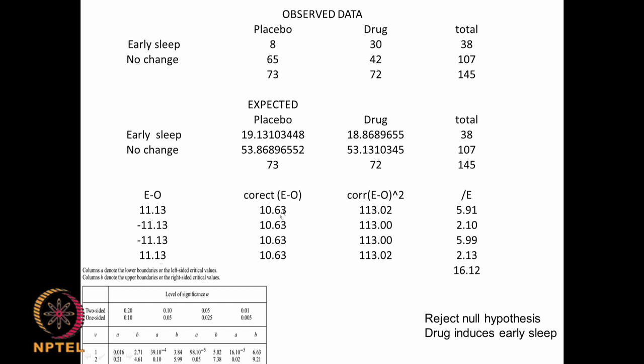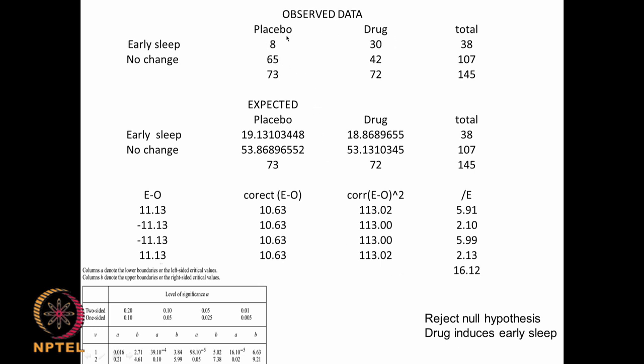So, as you can see, I take the absolute value and subtract 0.5, take the absolute value and subtract 0.5 reduction, then I square it up, that comes to 113, all these, then divide by expected. So, for each one I divide and then I add up, I get 16.12. So, with 16.12 is what I get, and what is my degrees of freedom?